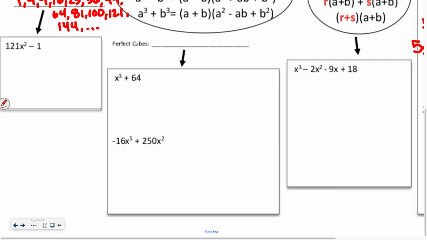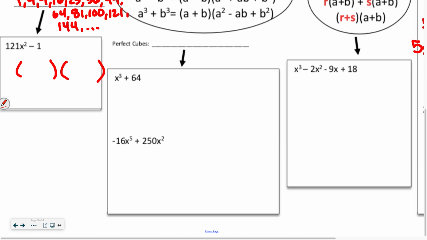And then, now look at them. Are they all perfect squares? Yeah, 121 is a perfect square, x squared is a perfect square, 1 is a perfect square. Are they being subtracted? Is it a difference? Yeah, so remember difference means subtraction. So then, I factor it. Remember, in the parentheses, you're just going to put the square roots. So what's the square root of the first term?